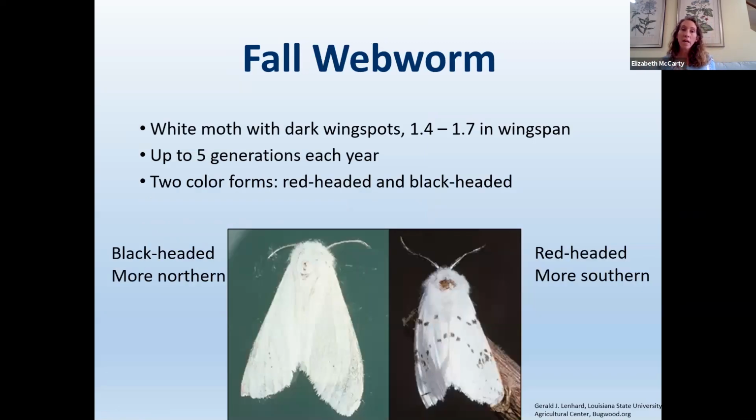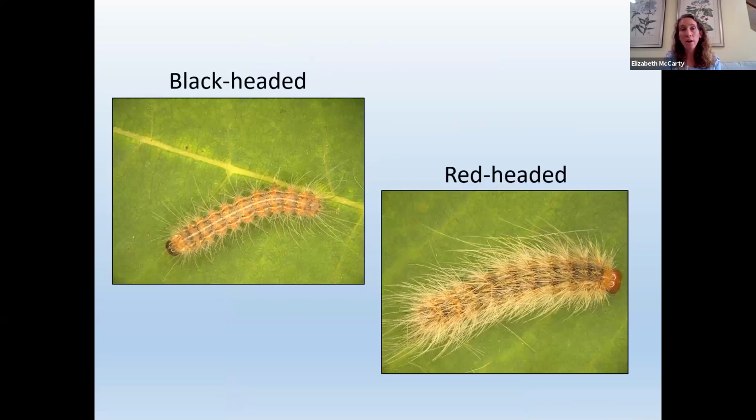All right. Fall webworm, the adults are white. They may or may not have spots on their wings. They have up to 5 generations a year. So a lot of these insects that have multiple generations a year, it's quite common to see more problematic damage later in the season as those populations have grown larger throughout the season. There are 2 color forms. There's a red-headed and a black-headed. The red-headed has a more southern distribution, which means that it makes up a greater proportion of the southern populations, whereas the black-headed has a more northern distribution. That being said, we do get both forms down here in Georgia where I am.